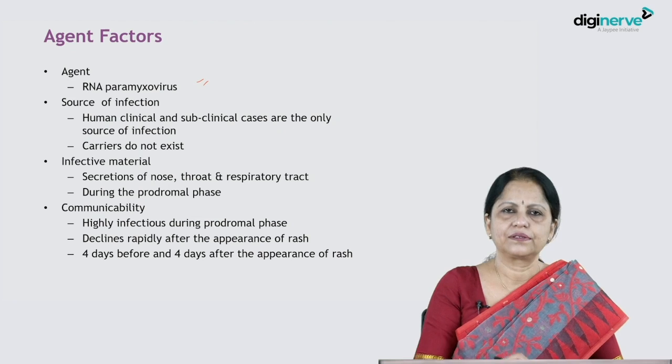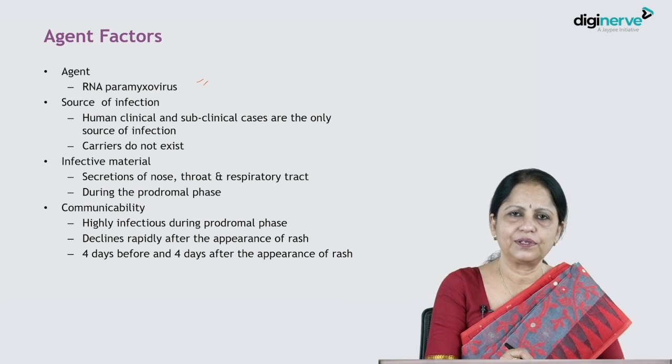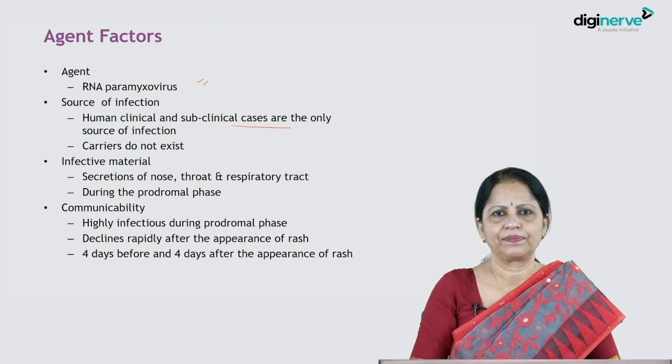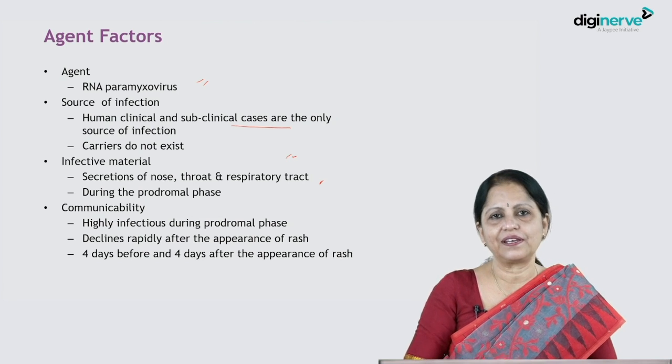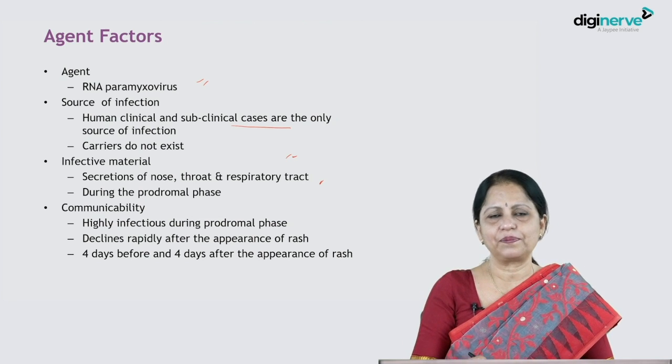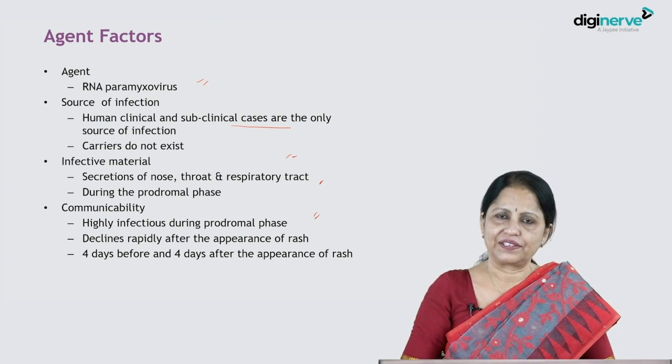It is an RNA paramyxovirus. The source of infection is only humans, clinical and subclinical cases. Carriers do not exist in measles. Infective material is the nasopharyngeal secretions, which are there in the prodromal phase, and this is the period of maximum infectivity. After appearance of the rash, it rapidly declines.